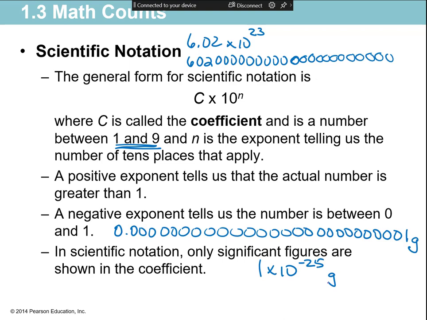And notice here, I only put the 1. I didn't have to put 1.0. I just put the 1 because in all of that, only the 1 is a significant figure. Just like in Avogadro's number, only the 6.02 is significant. All the rest of those are just zeros. So you only keep the significant figures in your notation.